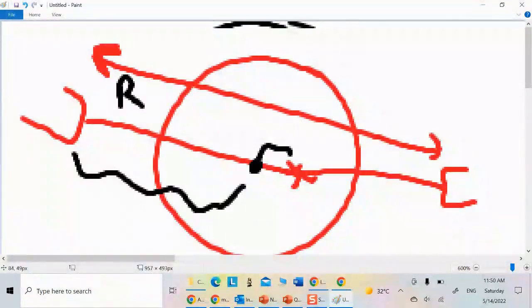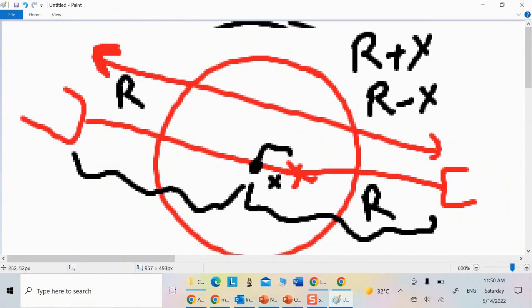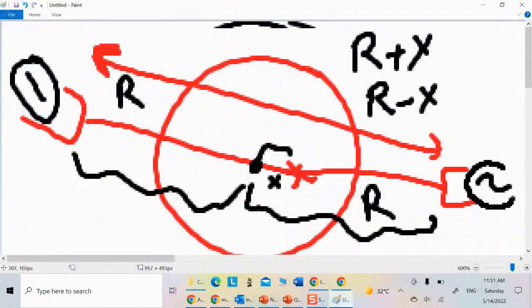From this midpoint to the location of this crystal is also R. So I have R plus X, which is R plus the distance to the location of the annihilation, and I have R minus X. R plus X is the distance measured from detector 1 to the precise location of the annihilation. R minus X is the distance from detector 2 to the location of the annihilation.